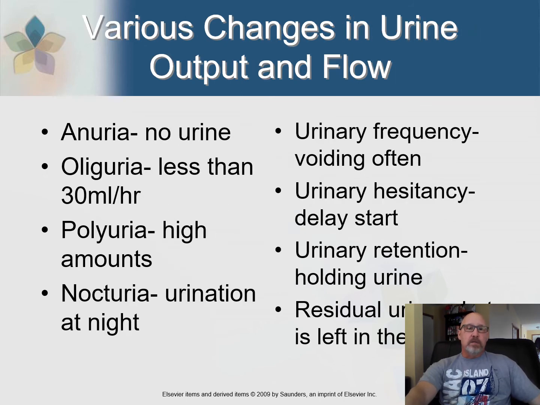So, the changes. Oliguria is less than 30 mLs an hour. Anuria is no urine production whatsoever. 30 mLs an hour is what is normal. You want to maintain urine output to at least 30 mLs an hour. Now, polyuria is a high amount.